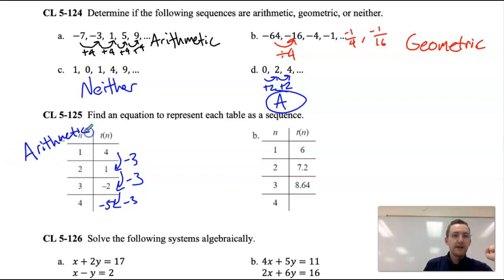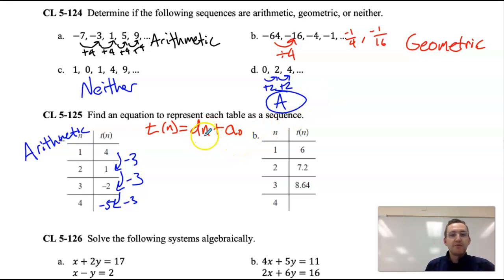So if this is arithmetic, hopefully we have our toolkit filled out from just a couple seconds ago. The explicit equation for an arithmetic sequence is T of n is equal to our difference times our term number n plus the initial value of that sequence at n equals 0, which we either called a sub 0 or t of 0. One of the two. They both mean the same thing.